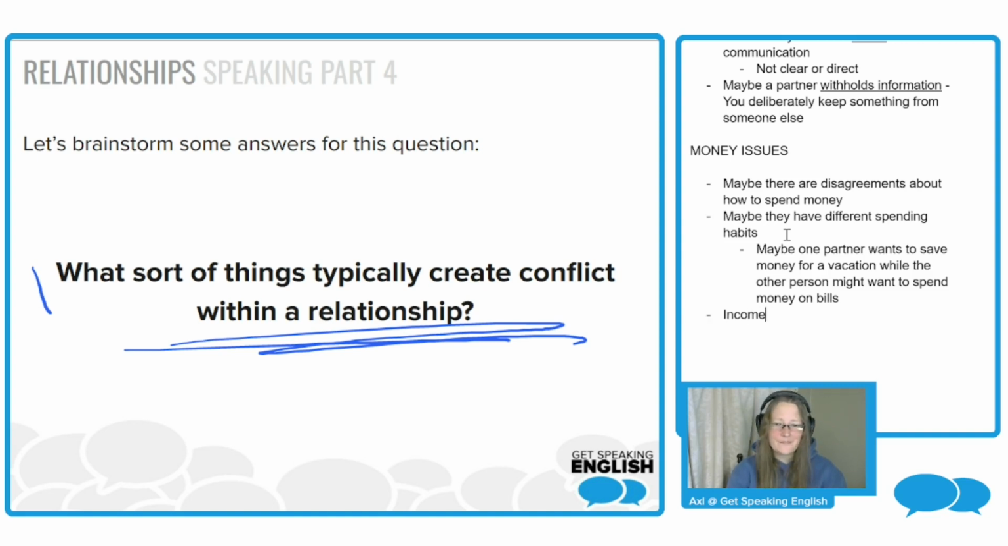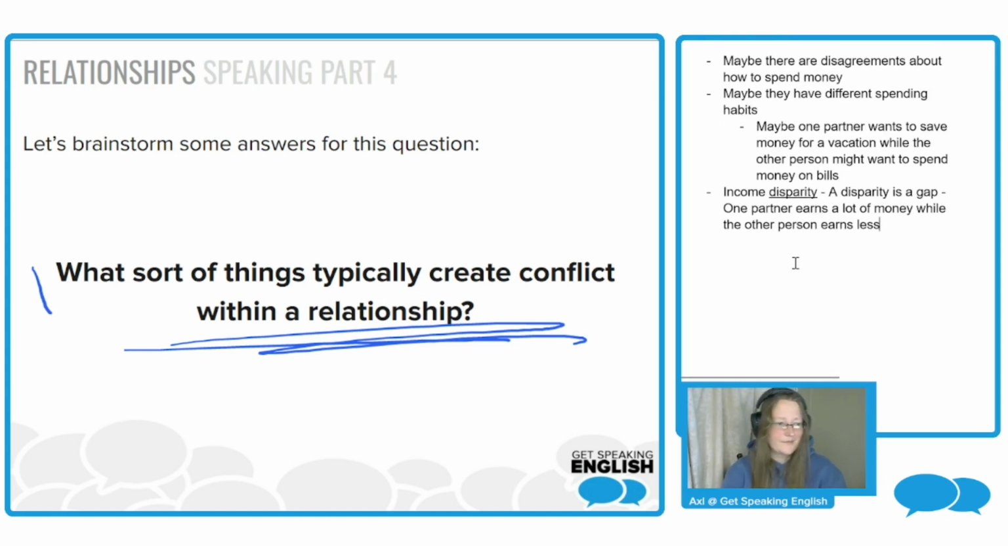Maybe also income disparities might be something. So a disparity is when there is a gap, when there is a difference between things. So an income disparity, we'll put it into singular. So a disparity, a gap. So there's a gap between things. So maybe one partner earns a lot of money, the other partner earns a lot less money. Right? So that could definitely create some challenges, right? It can create what we might call an imbalance in the relationship, right? When things are not equal.